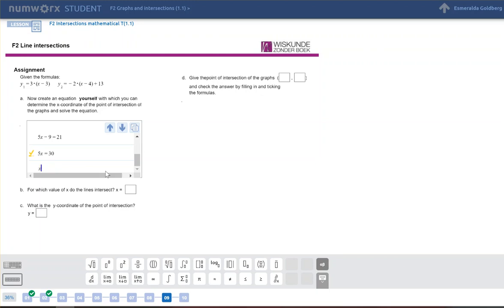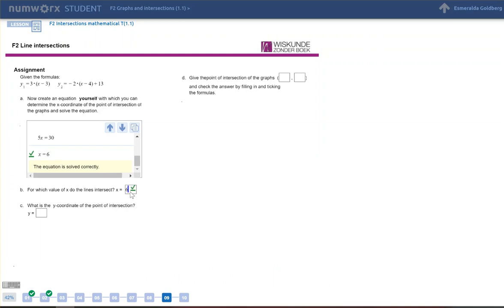In the last step we divide by 5. 30 divided by 5 is 6. So 6 is the solution to this equation, and it's also the x-coordinate of the point of intersection of these two lines. The y-coordinate can be found by filling in 6 for x into either of the two formulas. Let's go with the first one. We will get 3 times 6 minus 3. Brackets always go first, so calculate 6 minus 3 first. That's 3, and multiply that by 3. So 3 times 3 is 9. That's the y-coordinate of the point of intersection.